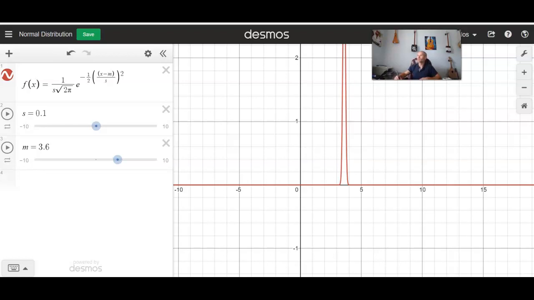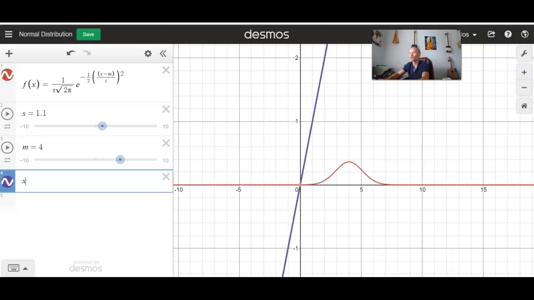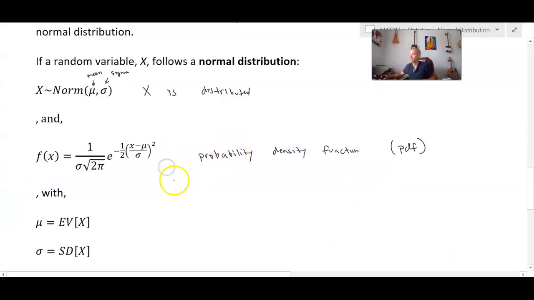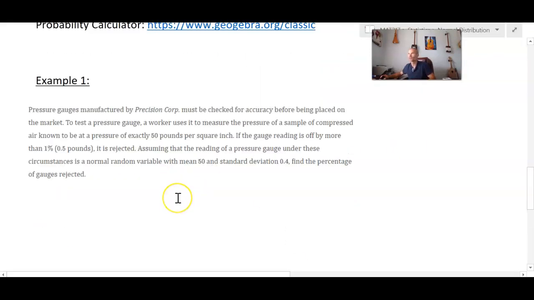This is a perfectly symmetric distribution, meaning that if you were to draw a line at x equals mu, in this case x equals 4, you can see that we get an even amount of area on the left and the right. So let's go ahead and look at some examples of modeling with the normal distribution.